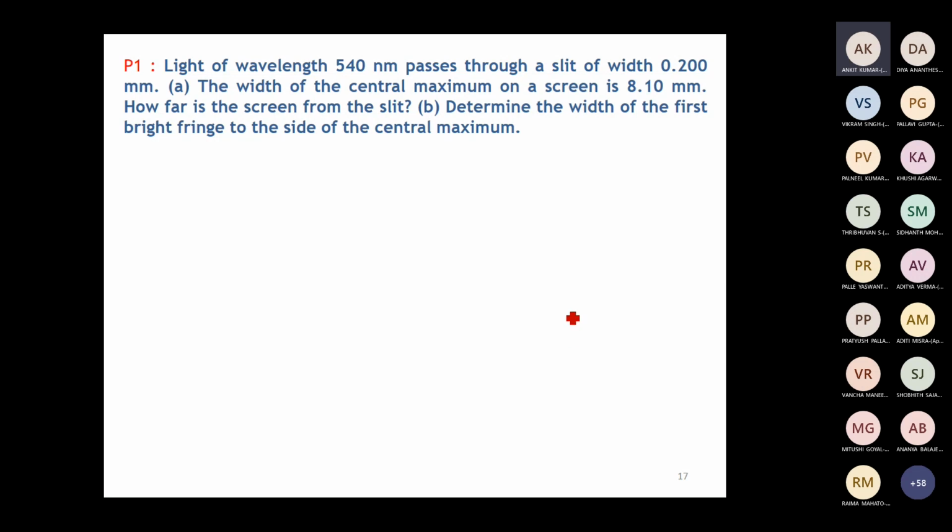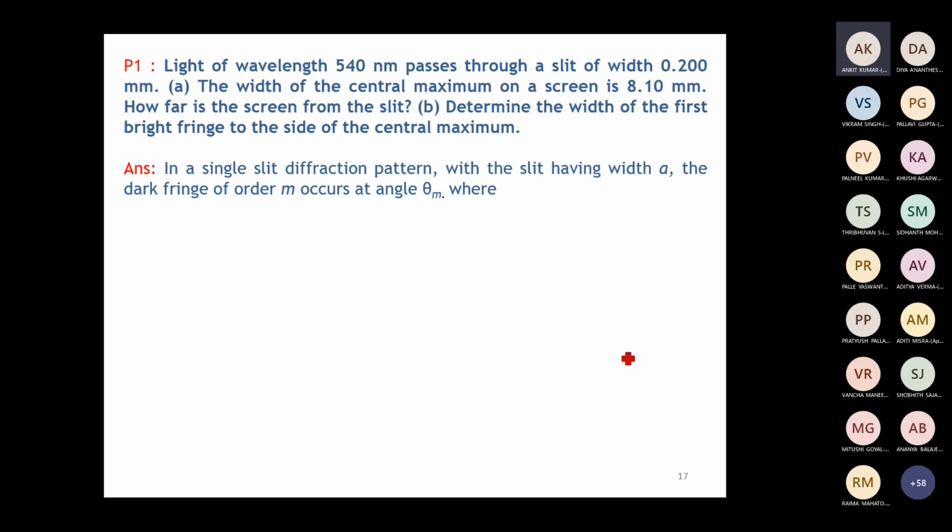I think none of you got the answer for part B. Yes, sir, 4.05 mm. 4.05 mm. How much did you say? 4.05. Okay, Arnav Mehra, right? 8.1 by 2, sir. Yes, 8.1 by 2, or 4.05.